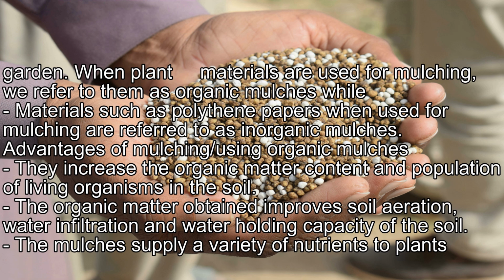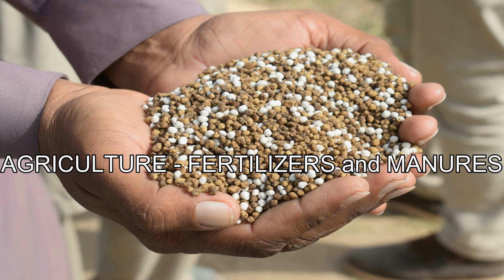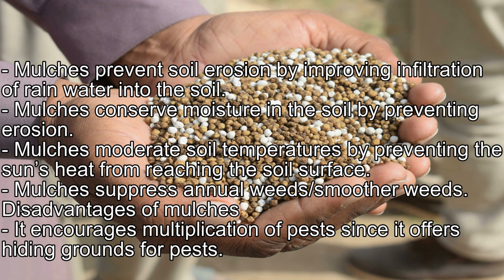They increase the organic matter content and population of living organisms in the soil. The organic matter obtained improves soil aeration, water infiltration, and water holding capacity of the soil. The mulches supply a variety of nutrients to plants, reducing the need for fertilizers and manures. Mulches prevent soil erosion by improving infiltration of rainwater into the soil. Mulches conserve moisture in the soil by preventing erosion.